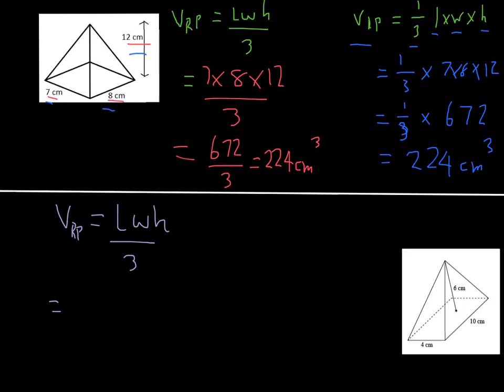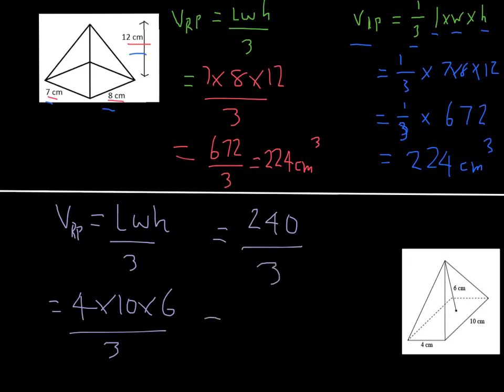So I'm going to apply that to the next rectangular pyramid. The volume of the rectangular pyramid is length times width times height divided by 3. So 4 times 10 times 6 divided by 3, which 4 times 10 is 40, times by 6 is 240. I can work this one out mentally. 240 divided by 3 is going to be equal to 80 centimeters, still working in cubic units for volume, so 80 centimeters cubed.